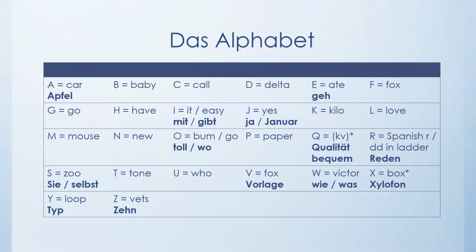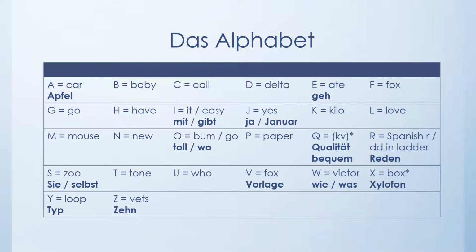I, which is, we say it differently, we call it I, they say E, and there's a short sound and a long sound. There's it and easy. So for instance, you would say mit is the short sound and gib is the long E sound. Jot we pronounce like Y, so it's like yes. That would be ja, and that would be Januar.